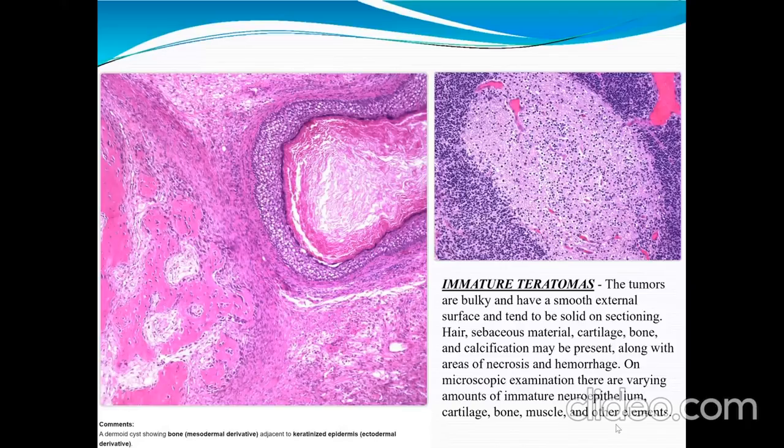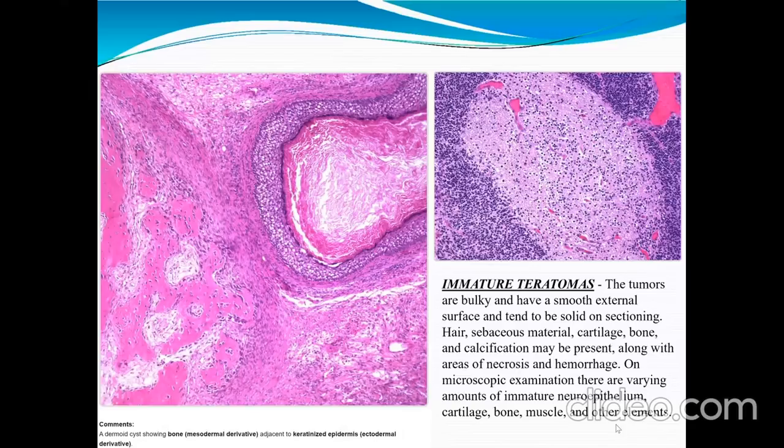So this is a mature teratoma, which need not be called a dermoid cyst. On the other side of this slide, on the right side, we have an immature teratoma. The tumor is bulky and it has a smooth external surface, and it tends to be solid on sectioning. Here, sebaceous material, cartilage, bone, and calcification may be present, along with areas of necrosis and hemorrhage. On microscopic examination, there are varying amounts of immature neuroepithelium, cartilage, bone, muscle, and other elements.